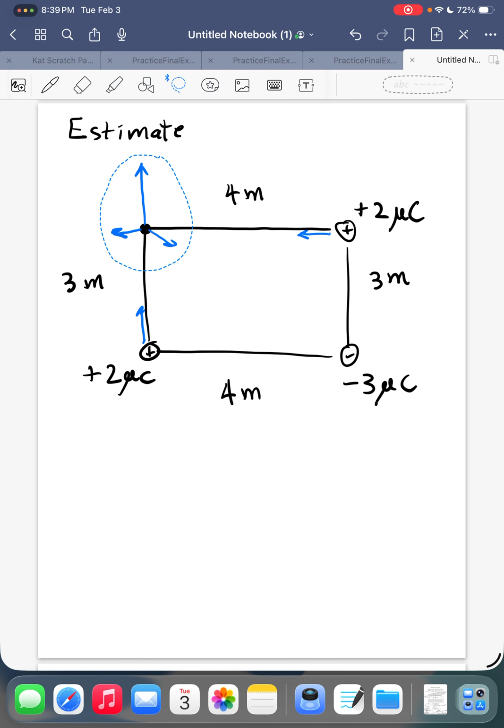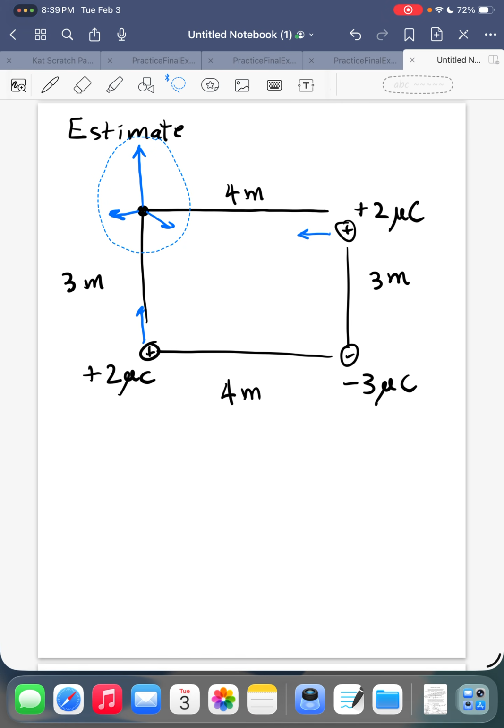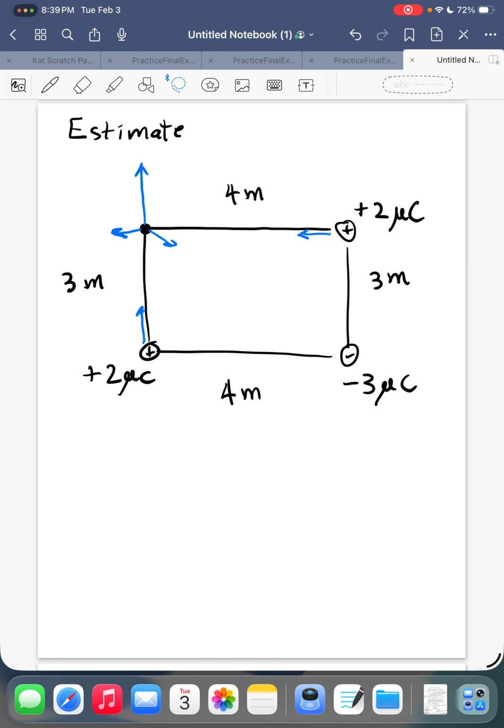And notice also the length of this one is biggest because it's closest. This one is maybe next largest, and this one should be the smallest. Maybe I haven't drawn it perfectly, but anyway, you get the rough idea. It's going to look something like that.